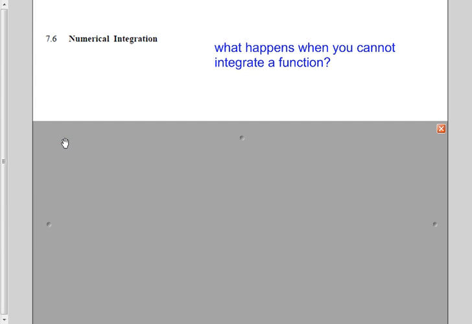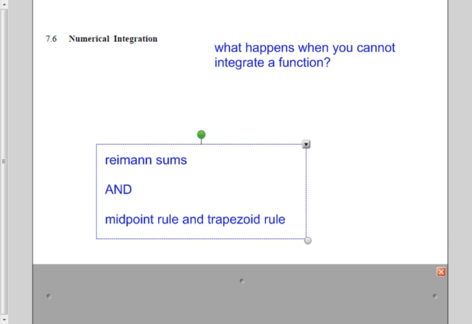Okay, here we're going to look at what happens when you cannot integrate a function. So we've learned a lot of different integration techniques, but there are some functions that you just simply cannot integrate. And if that happens, what you can always fall back on are Riemann sums, which are both left and right bound, as well as a midpoint rule.